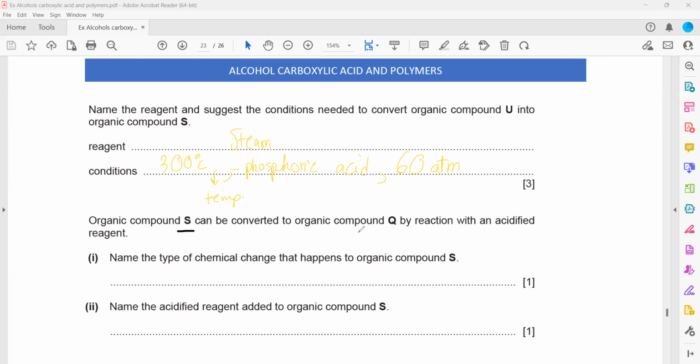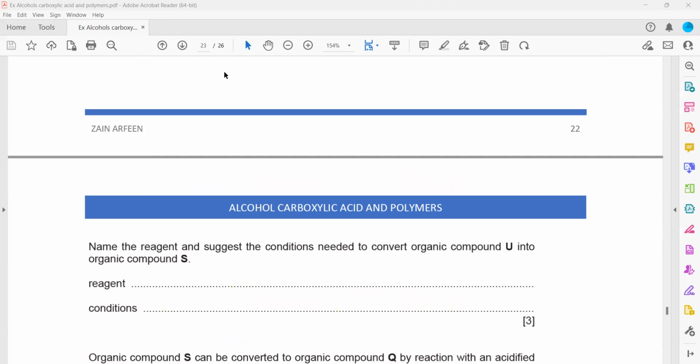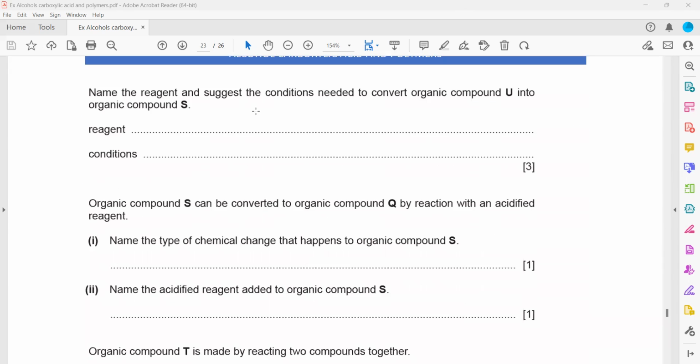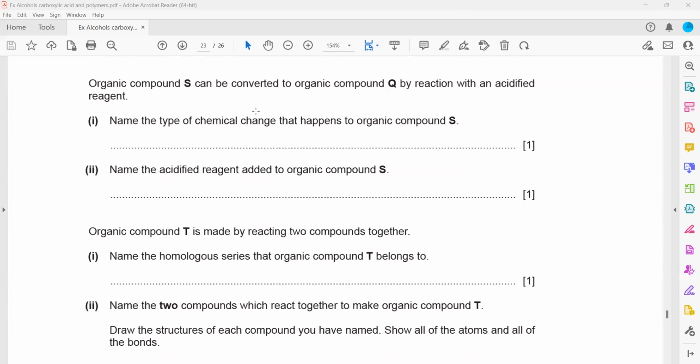Organic compound S can be converted into organic compound Q by an acidified reagent. S is an alcohol and Q is an acid. How to convert alcohol into acid? Oxidation by potassium permanganate, or the bacteria Acetobacter from air can do it. From air also, because if you leave alcohol, it can also be oxidized and converted into carboxylic acid.